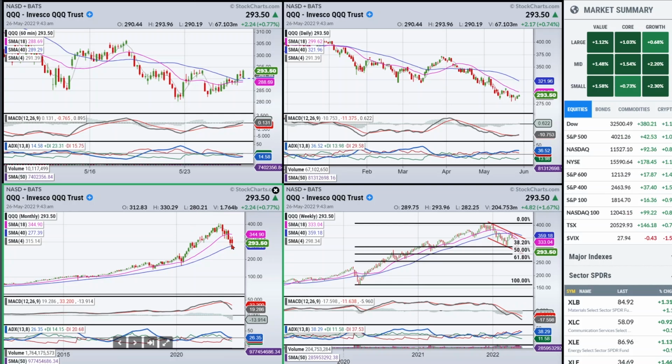Now we're sitting on the 40-month moving average, and this is not a bad spot to expect some kind of a rally, especially based on the fact that we've dropped straight from 400 down to where we are right now.